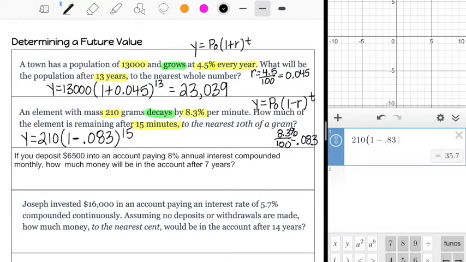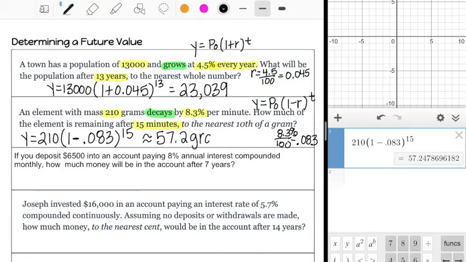I have a really hard time typing in Desmos for some reason. And when we raise that to 15, we get that it decayed, to the nearest 10th of a gram, to approximately 57.2 grams. So we started with 210, and then after 15 minutes, it went down to 57.2.